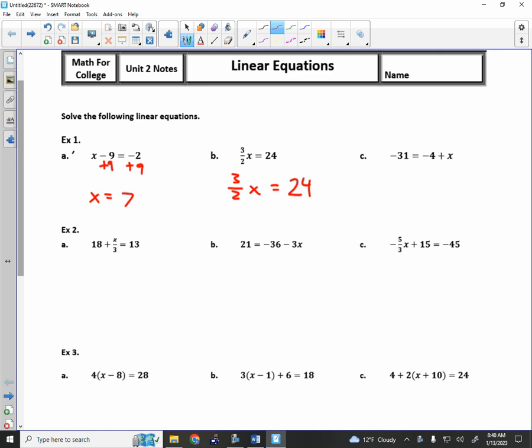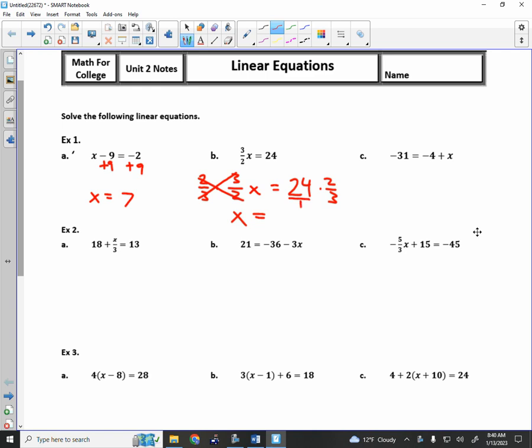Remember what we do? We multiply by the reciprocal. So watch what happens. The 2's cancel and the 3's cancel, leaving you with just that 1x. And then people wonder, how do we do 24 times 2/3? Well, this is like 24 over 1.